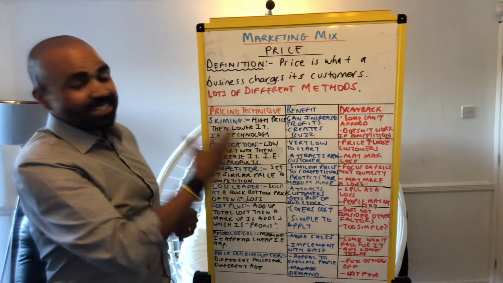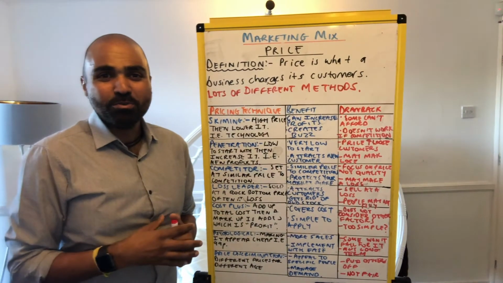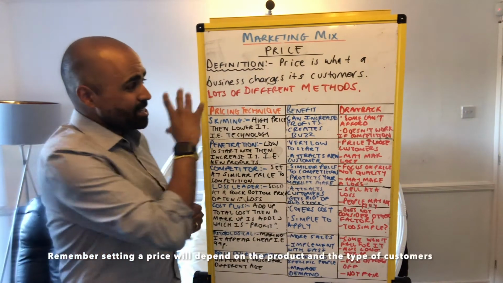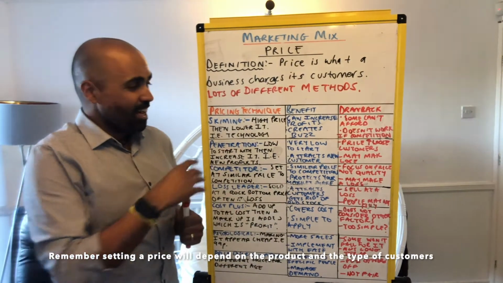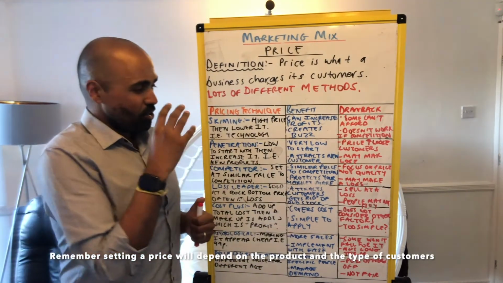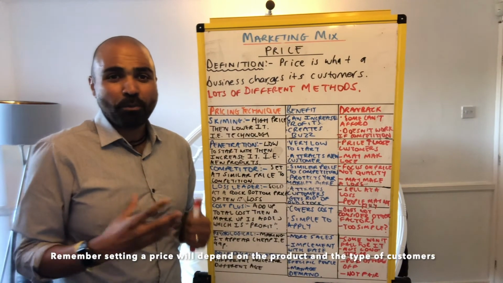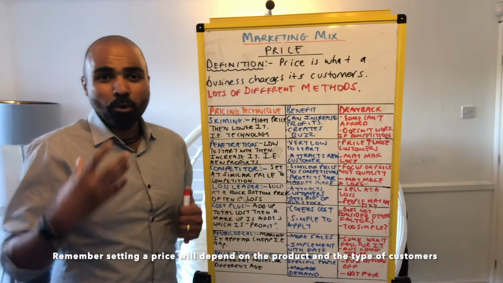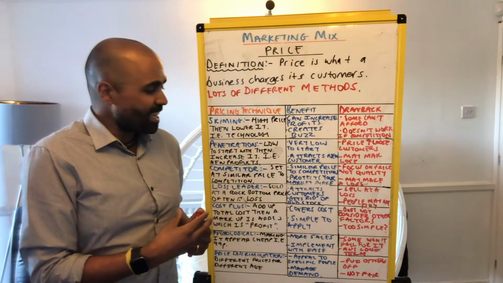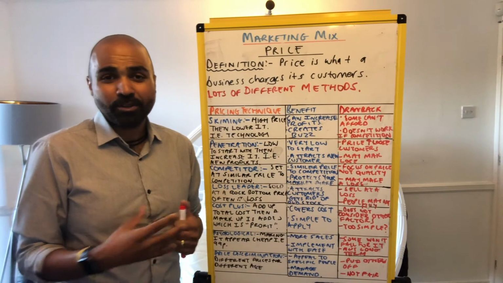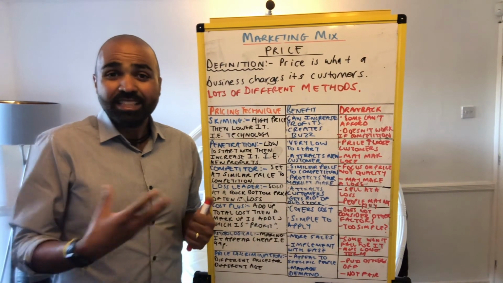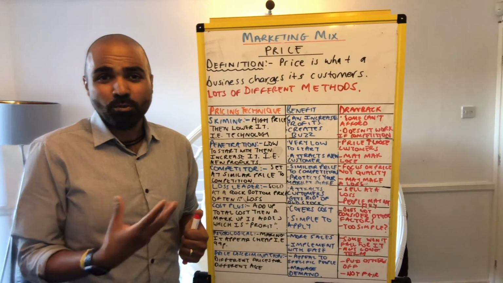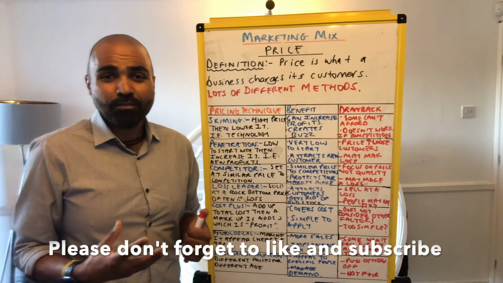So that is a definition. Sorry, it's a bit longer than normal, this video, of what price is. It's what a business charges its customers. There's lots of different techniques. It's important to note that you have to decide as a business which pricing technique you're going to go for. There are some techniques which might be more appropriate for a certain product than other techniques. It depends on the type of product, it depends on the type of customers you have, the segment you're going for. So it all depends on these various factors before you make a decision on which pricing strategy to go for. Hopefully that's been informative.